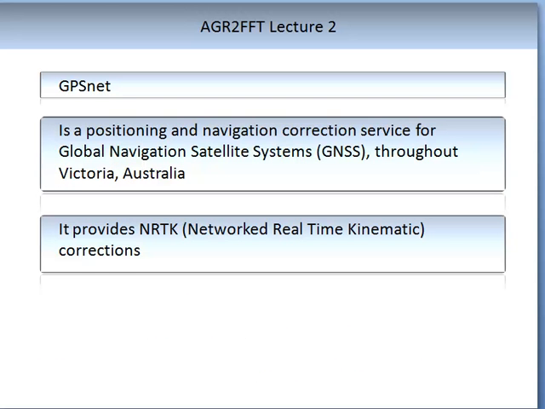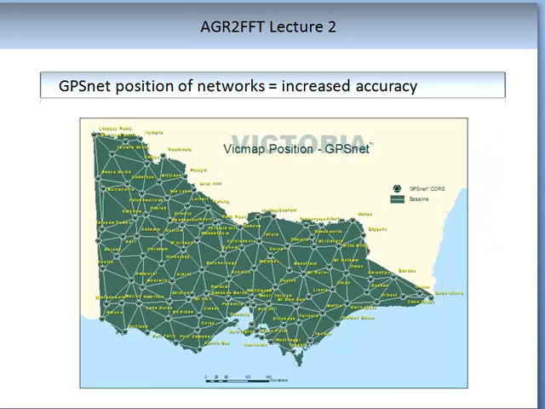GPSnet is a positioning and navigation correction service for the Global Navigation Satellite Systems, GNSS, which operate throughout Victoria, Australia. It provides a networked real-time kinematic data correction. The following map gives you some idea of the complexity of the connections required. You can see how they cover the entire area of the state of Victoria. This technology aids in significantly increasing accuracies of many GPS units.